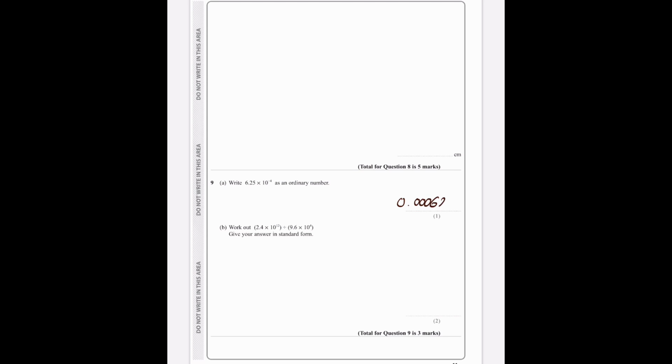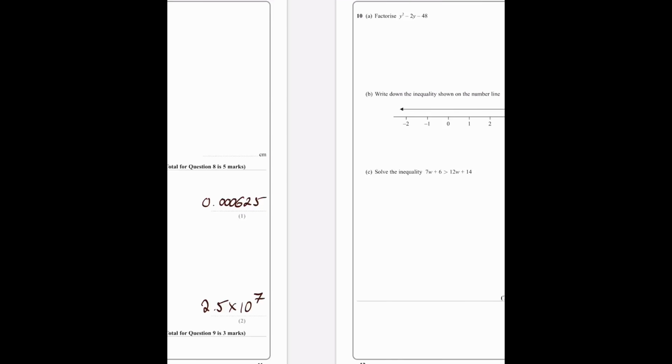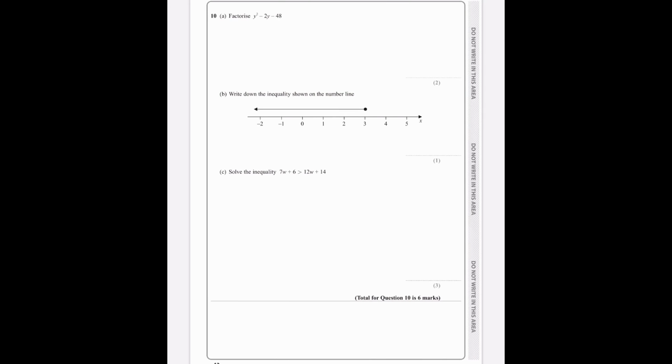Question 9 is a standard form. Okay, it was an ordinary number 0.000625 and 2.5 times 10 to the 7 for the two answers there.